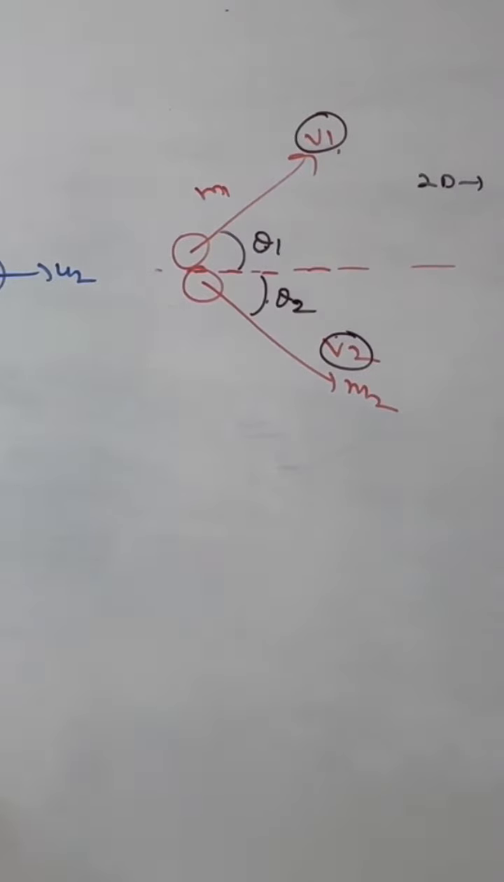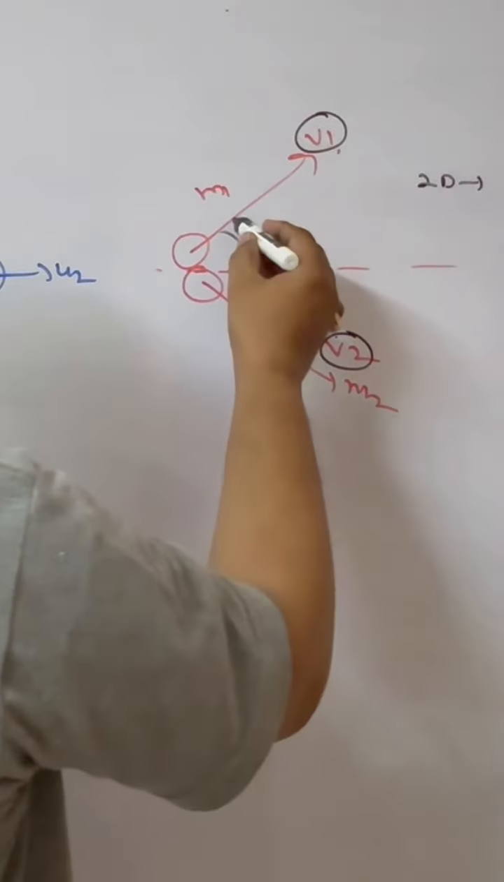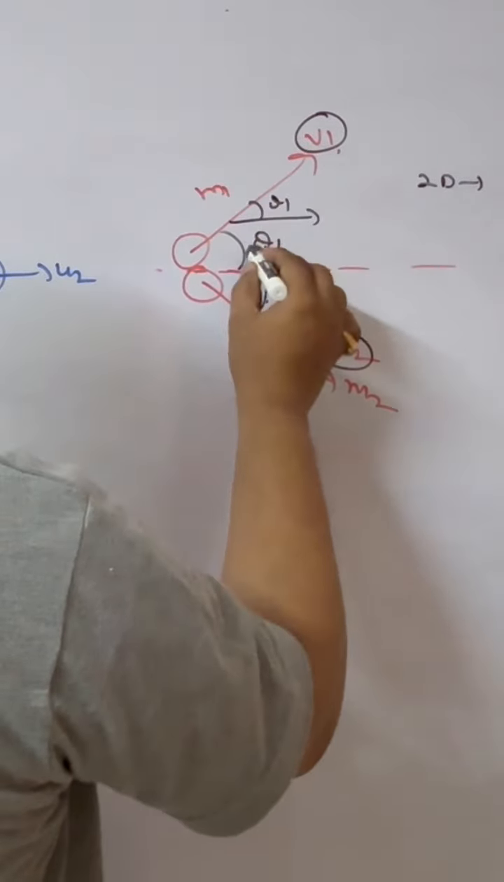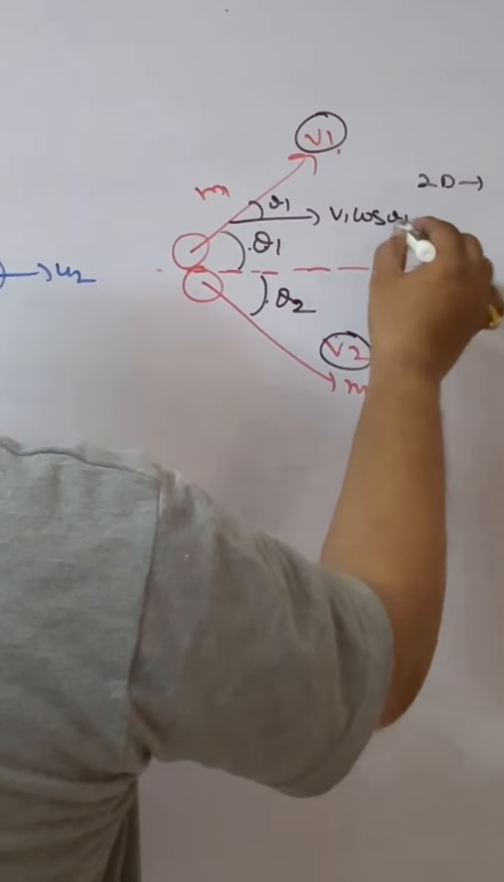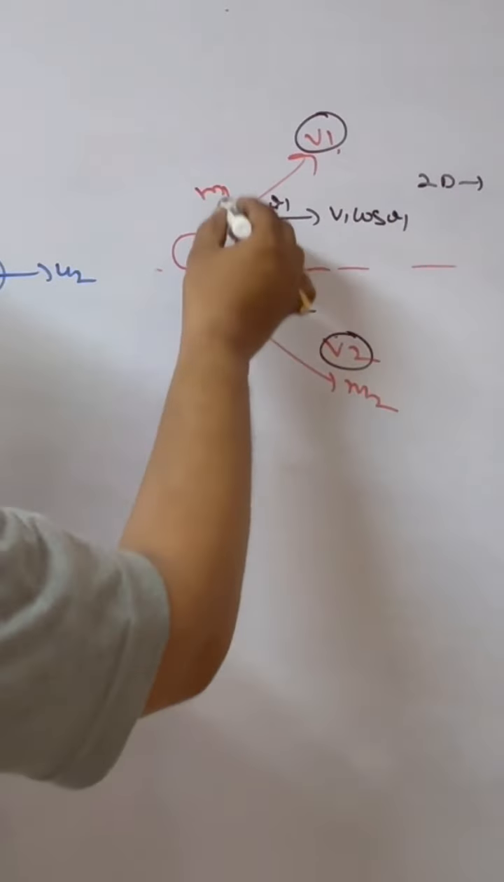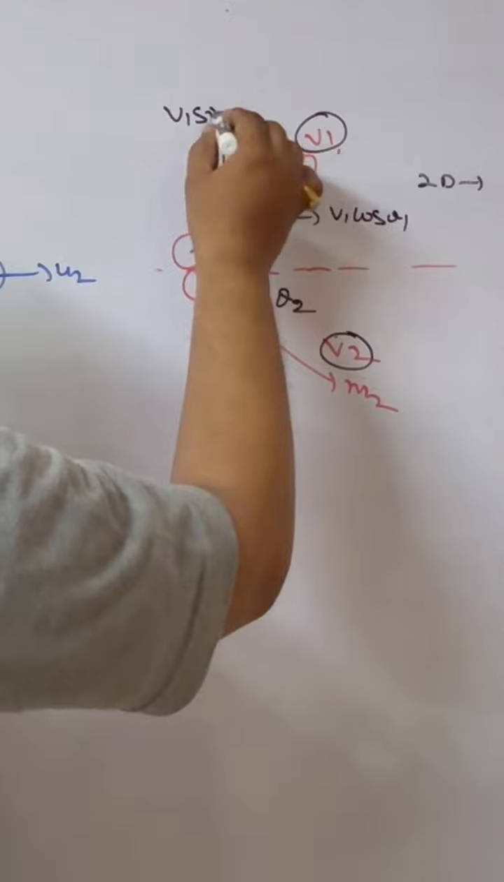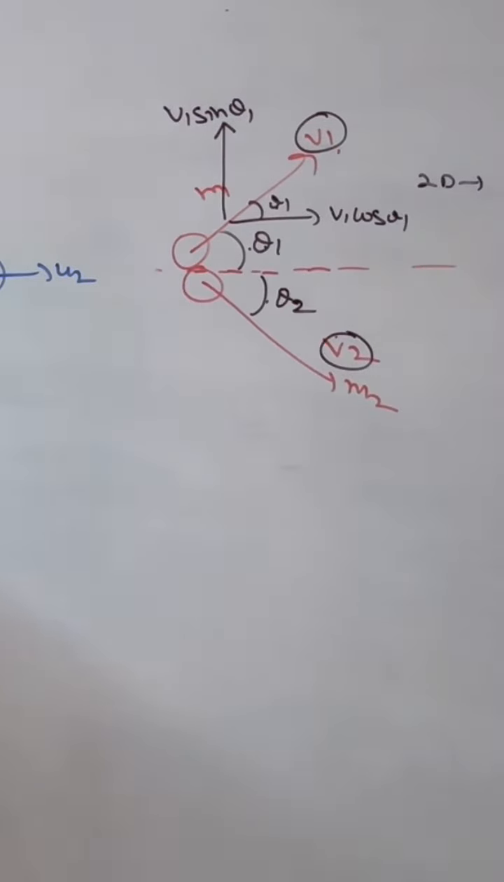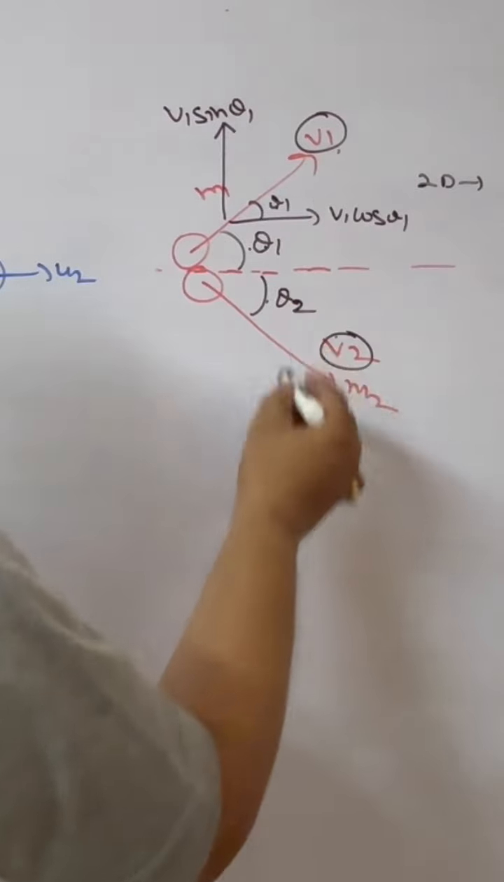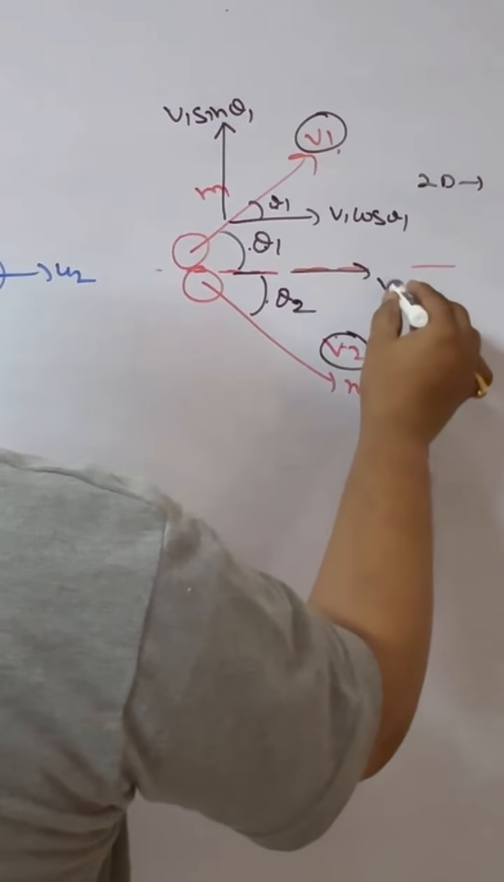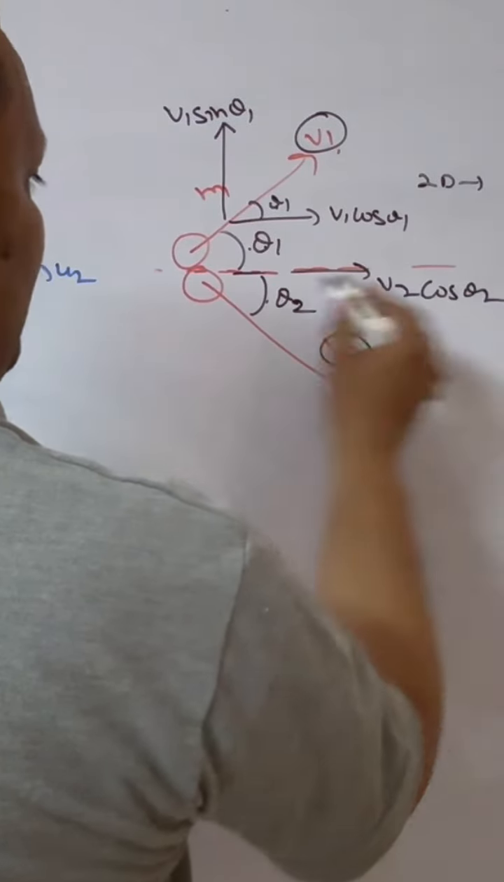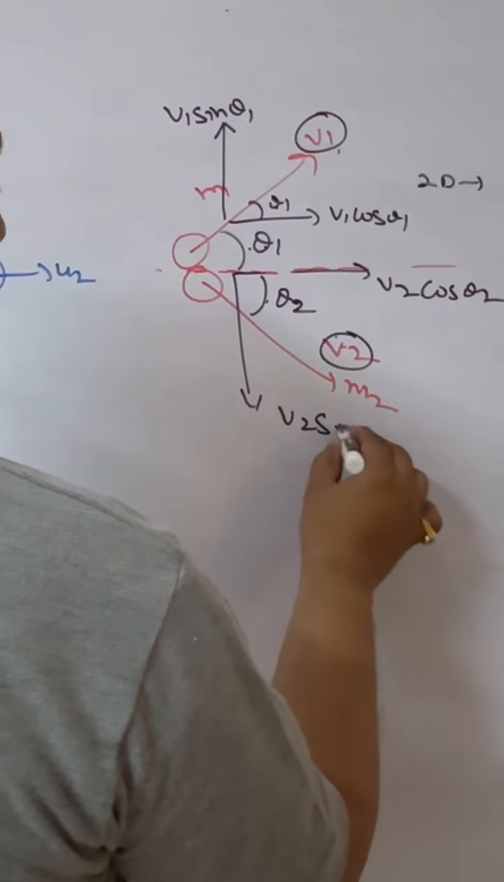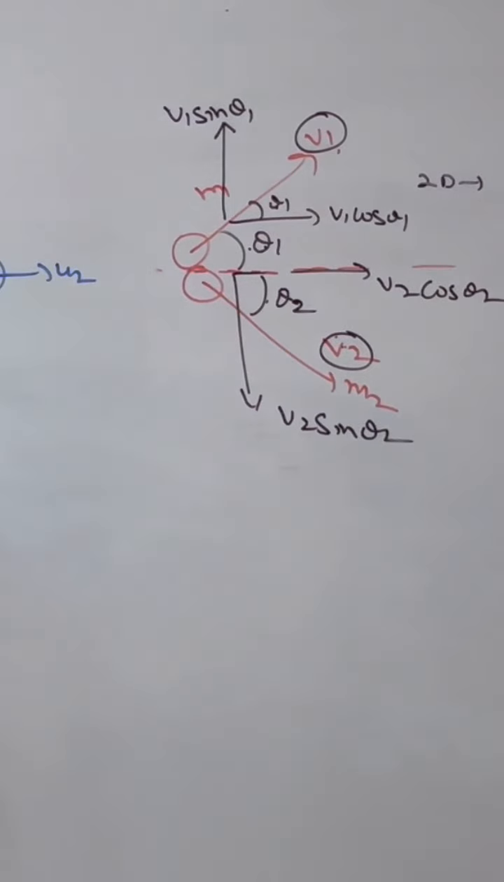Projectile motion we discussed. Therefore, resolve this V1 into two components. So, this is the horizontal component, V1 cos theta 1, which is the one along the base. The other, not along the base, is V1 sin theta 1. So, V1 cos theta 1, V1 sin theta 1. Same like this, V2 cos theta 2, V2 sin theta 2. So, this is a two-dimensional elastic collision.